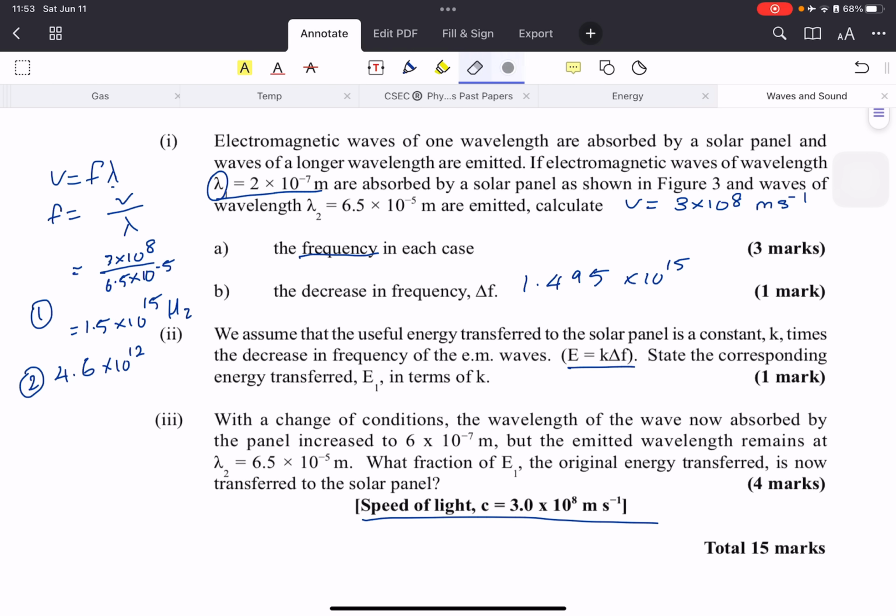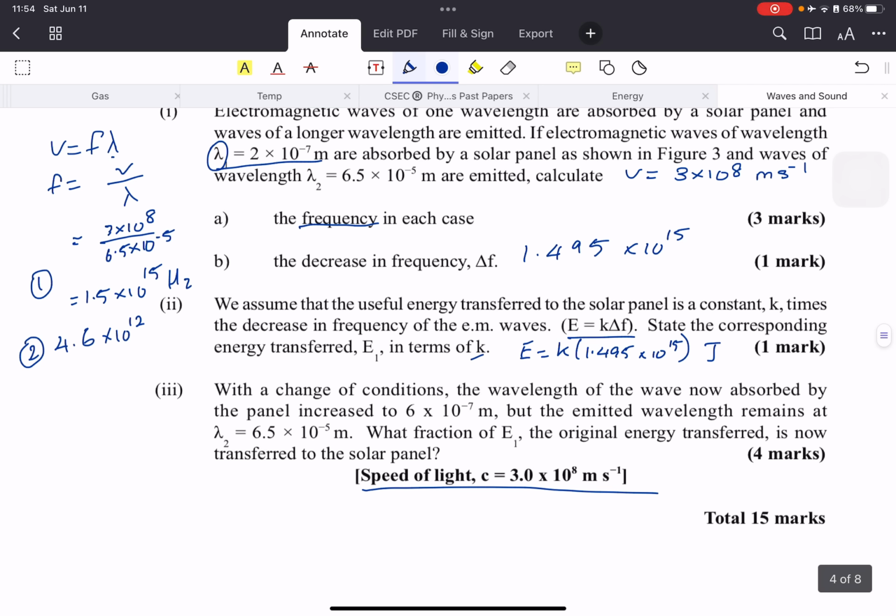Very simple. So E is equal to K multiplied by the change in frequency, which is 1.495 by 10 to the 15. Very simple, right? So this is the amount of energy here. You just need to write out the formula, right? So it will be K multiplied by 1.495 by 10 to the 15 joules. Because it's saying in terms of K, they didn't actually give us what K was.